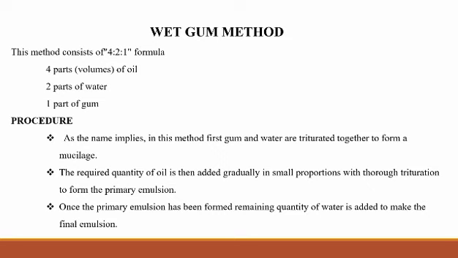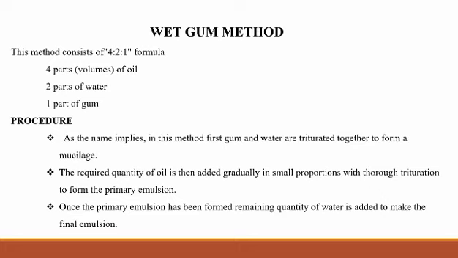First, in the wet gum method, we have to triturate the gum with the water. First, we have to take the gum, then the water will be added to that gum, and we have to triturate it using the mortar and pestle. Then at last it will form a mucilage. When the mucilage is formed, we have to add some oil to it to form a thick white cream. The thick white cream denotes the formation of the primary emulsion.